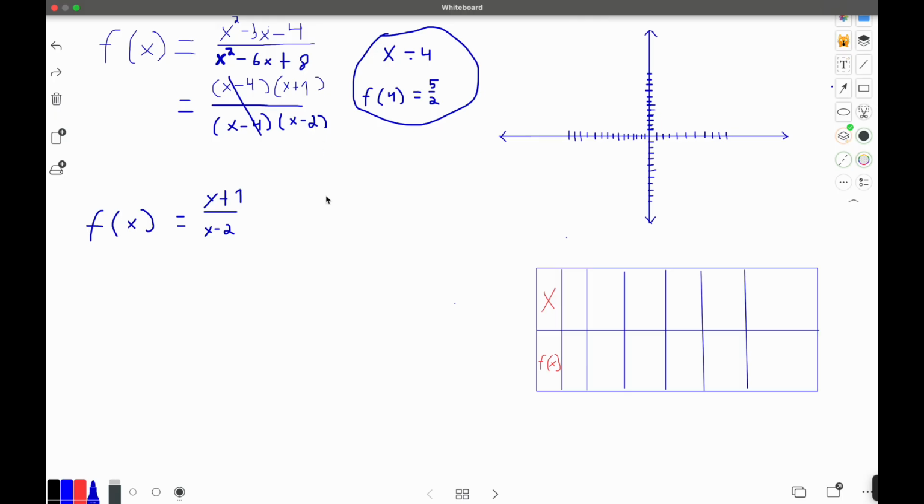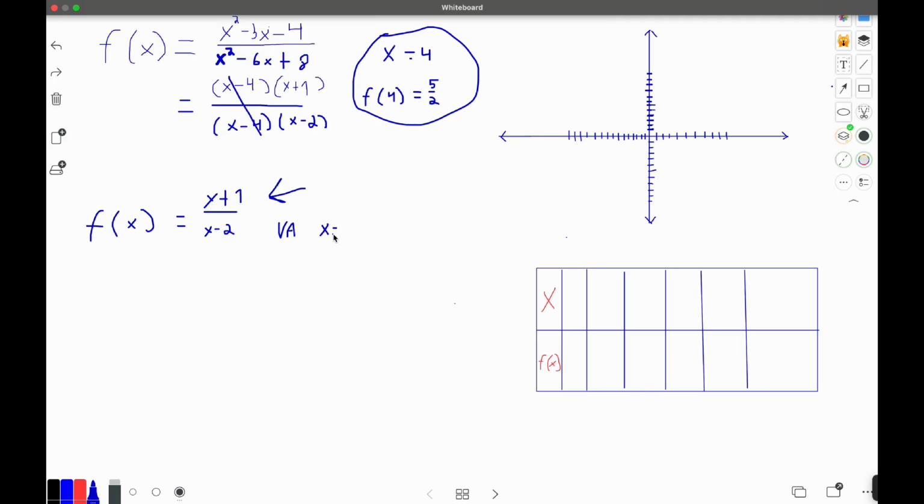Now, I want you guys to look at this final form of f of x. Our denominator is x minus 2. That means that at x equals 2, we're going to have a vertical asymptote. So the vertical asymptote will be at x equals 2.